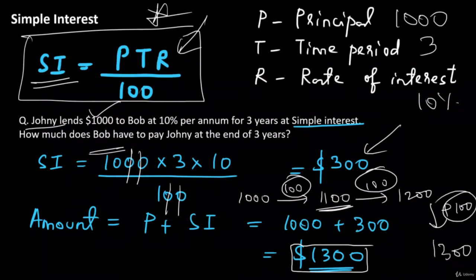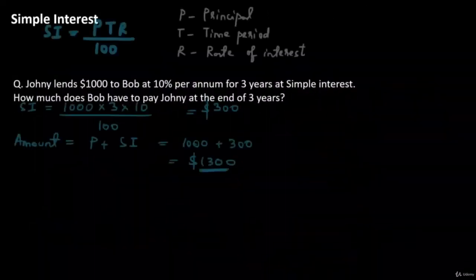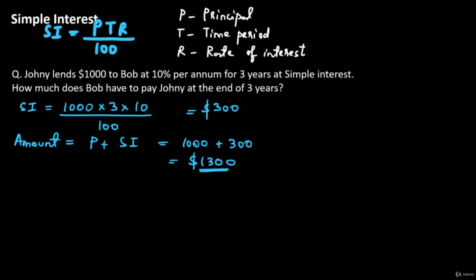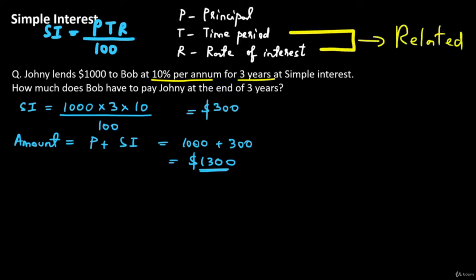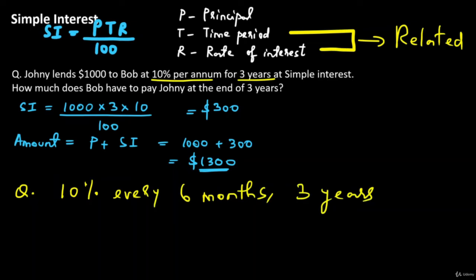All right, now there are some more intricacies or nuances which you should know about this formula. So let's try to modify this question slightly to understand this. In the question which we just solved, we had 10% per annum for 3 years. Now I want to demonstrate to you that the time period and the rate of interest are related. So let's have a slightly modified question. Let's say the question said 10% simple interest for every 6 months, and it was asking what is the amount that Bob has to repay at the end of 3 years.